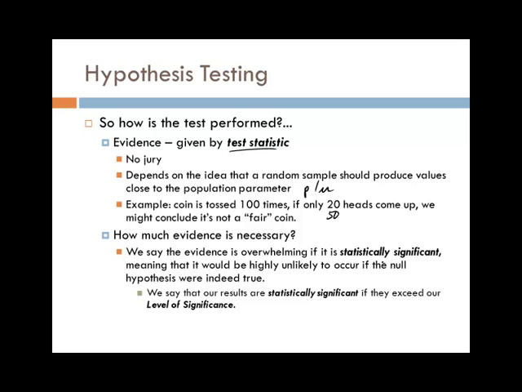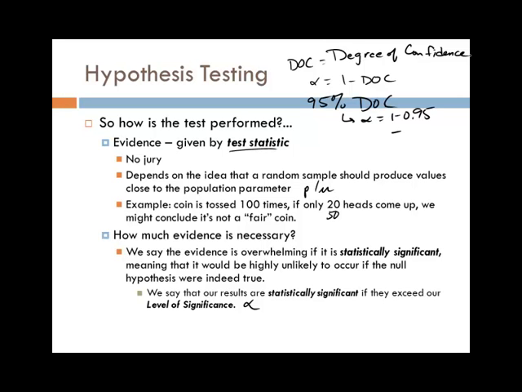We say that our results are statistically significant if they exceed our level of significance, which is called alpha. Now, alpha is determined by 1 minus the DOC. What's DOC, you say? That's the degree of confidence that we're after. So if we are after a 95% degree of confidence, that means that alpha is 1 minus 95%, or 0.05. So in general, if we're after a 95% degree of confidence, then this is the number that we're trying to get close to or be less than. So anyway.